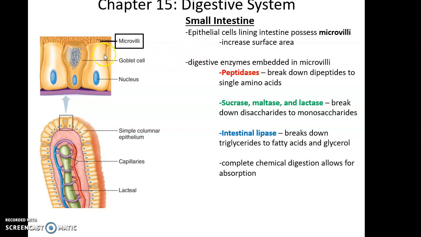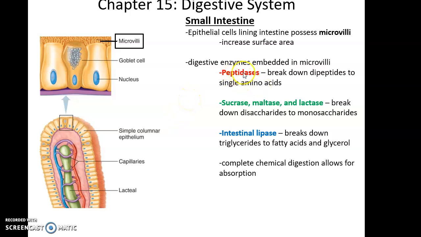All right, when we look at individual cells of the small intestine, we see that those simple columnar epithelial cells have these little apical projections called microvilli. The microvilli, again, are increasing surface area, which then increases absorption of nutrients. In addition, there are enzymes embedded in the microvilli that finish the digestion process.